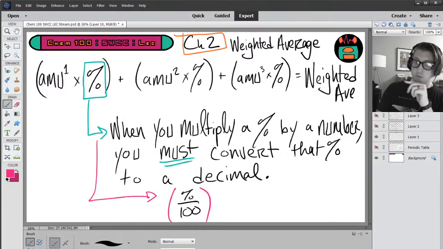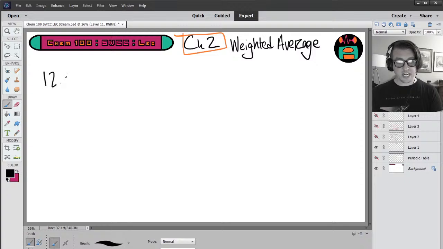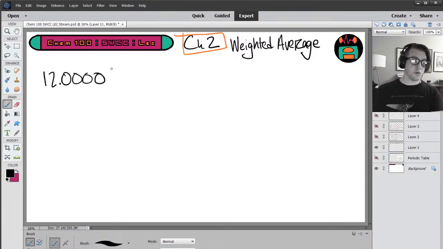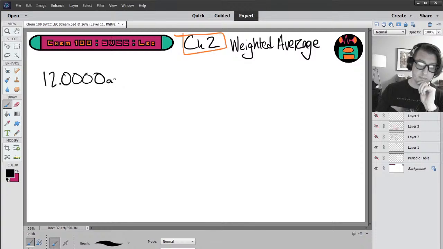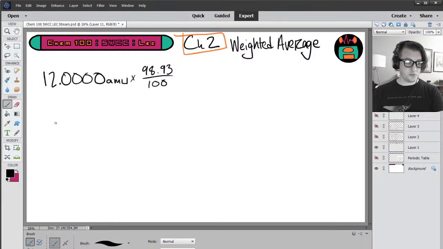All right, let's go ahead and work this problem with the numbers that we were given for the 3 isotopes of carbon, carbon 12, 13, and 14. So first, carbon 12's atomic mass, which again I gave you. You'd have to be given this information if you were asked to calculate the atomic mass on the periodic table. We have 12.000 AMU is the mass of carbon 12. And we're going to multiply this by, now remember, we take our percentage, 98.93. We put that over 100 because we have to convert that to a decimal.